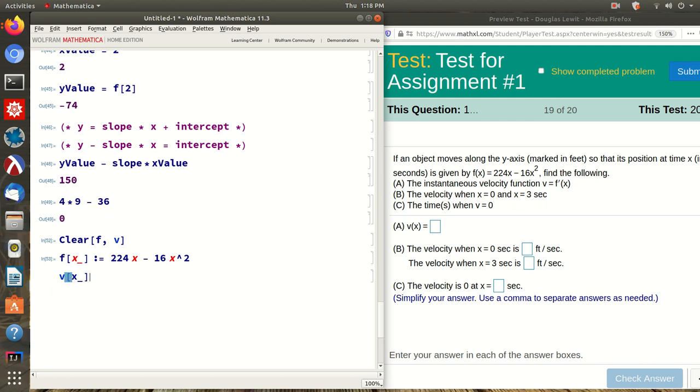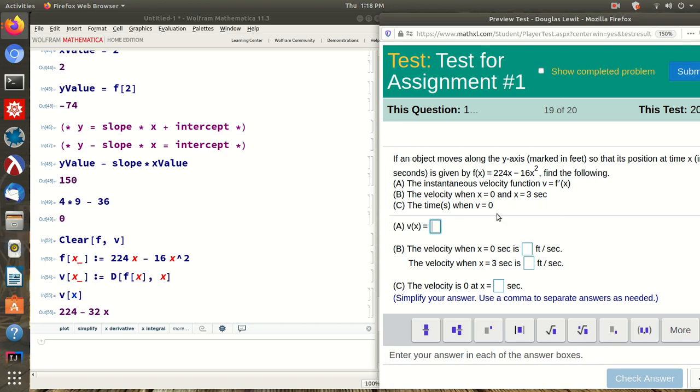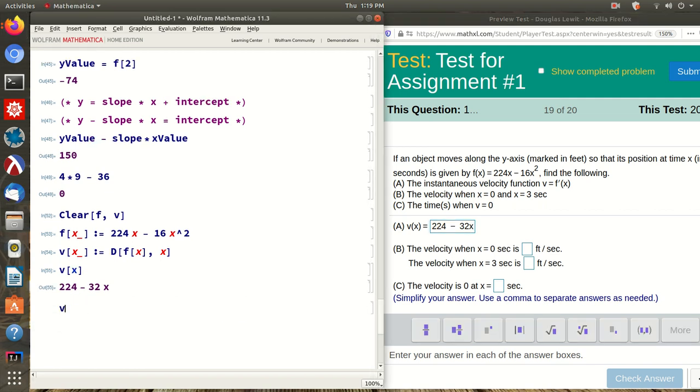V of x is simply going to be the derivative, and that's going to be pretty easy. That's just the derivative of f of x with respect to x, which is 224 minus 32x. What is the velocity when x is equal to 0 seconds in feet per second? Well, that's simply going to be v. Wait a minute. Let me put my cursor back here. V of 0 is equal to.